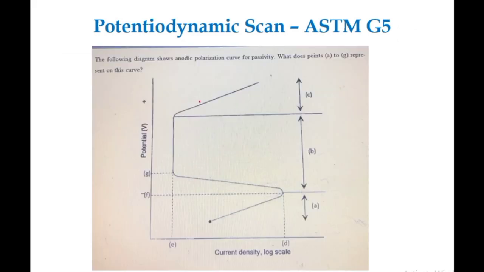There's a question I obtained from online, and this question is asking us to label the parts. So let's take this. We should label the parts. We already know that this A represents the active region. So this becomes the active region. It's the potential against the current density, and that's the log scale. Then what will be our B? When you see something like this, it tells you that is the passive region. So this becomes the passive region. And this side is the transpassive region. You can see it, transpassive region.